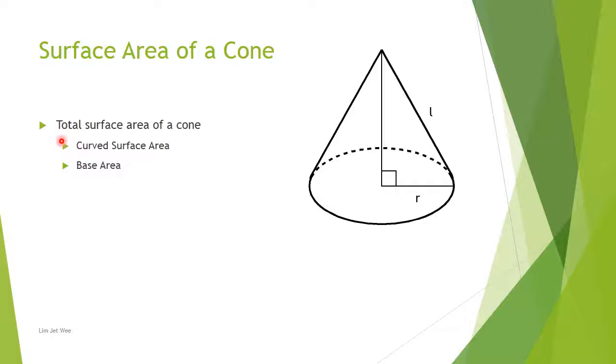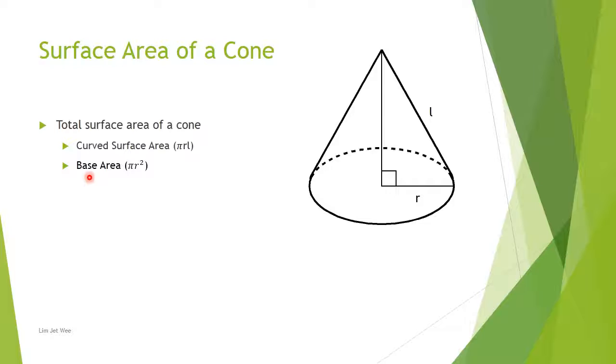Now the total surface of a cone is actually made up of two components. One component is the base area, which is a circular base, this area, and the curved surface area of the cone, very much like the party hat that you usually wear on top of your head during a birthday party.